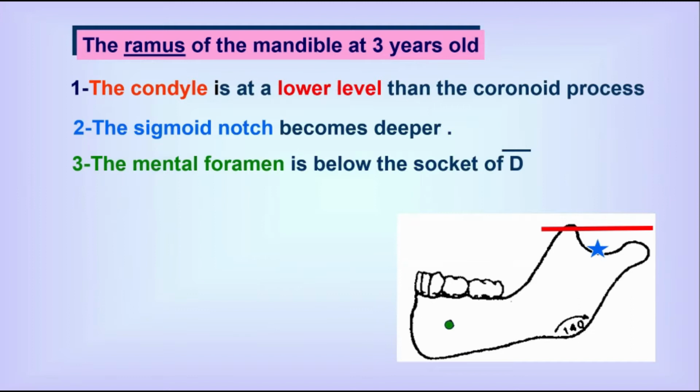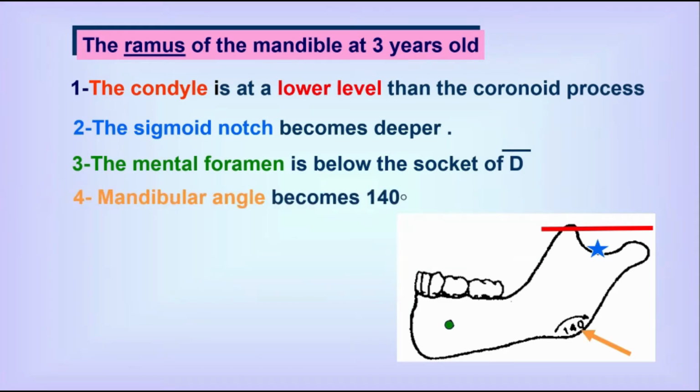The mental foramen is below the socket of the D. Now the teeth have developed. The deciduous teeth are in place, so A, B, C, D, E, all 5 teeth are present. And we find that the mental foramen is related to the socket of the lower D.